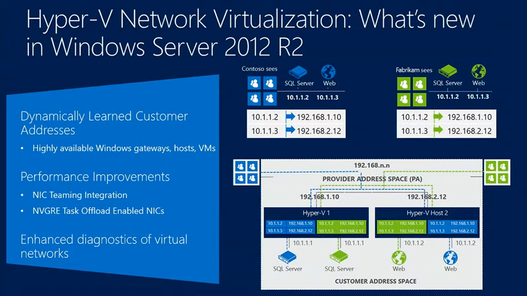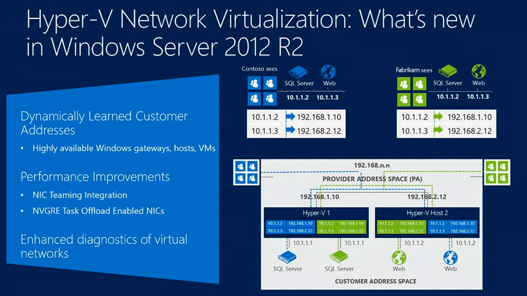What you're seeing over here on what Contoso sees is that Contoso has a 10.1.1.2 and a 10.1.1.3, right? Fabrikam has the same IP addresses, but the provider gives them different addresses. The provider gives them a provider address, and the provider address space is a different space.